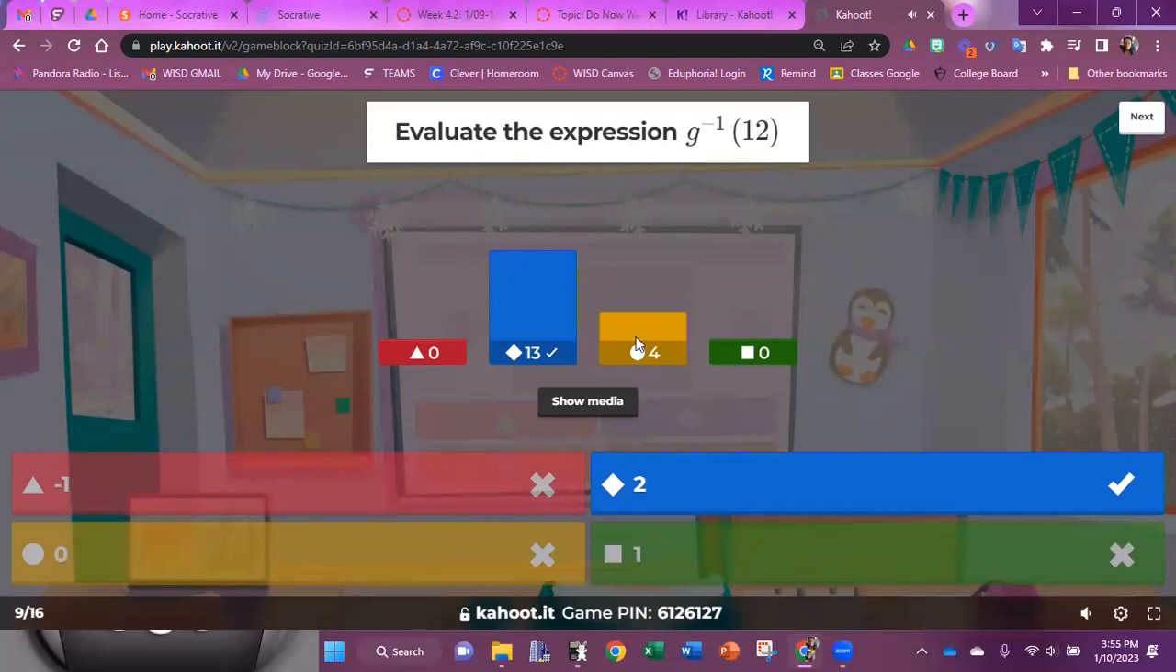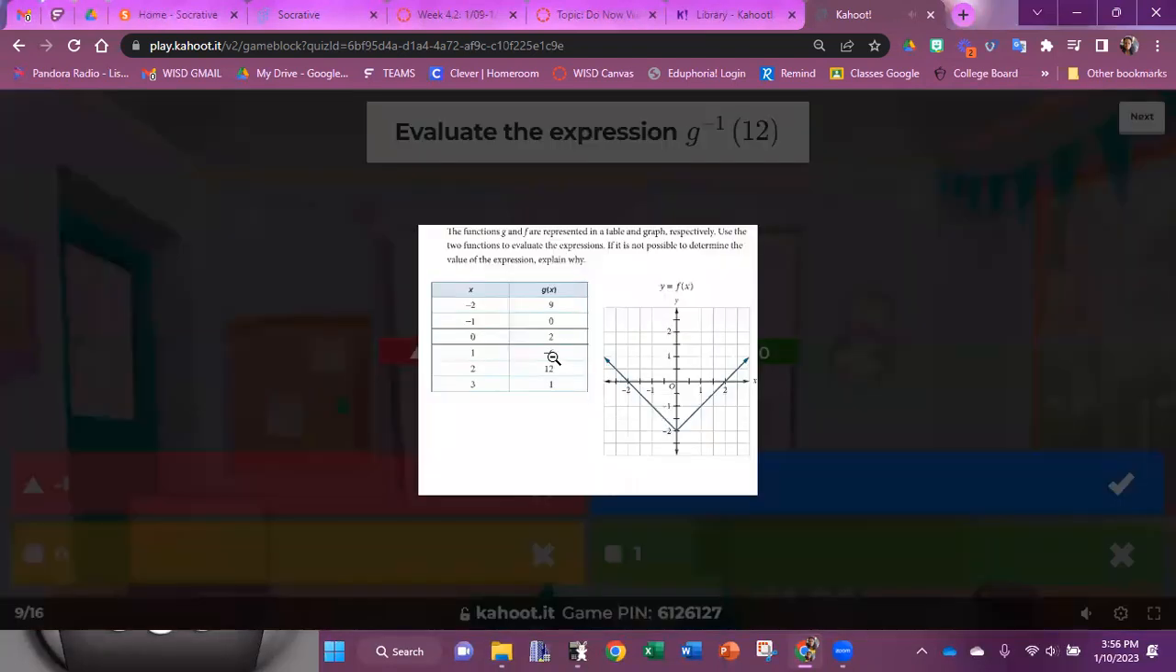All right, G inverse. That means I'm going to go to 12 and see what the x is. So I go to 12, and what is my x? 2.